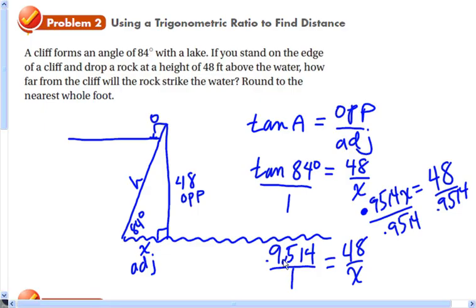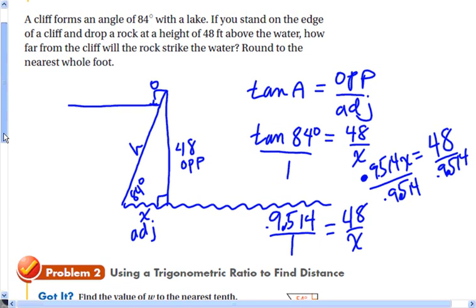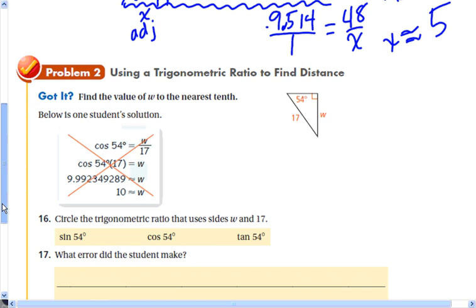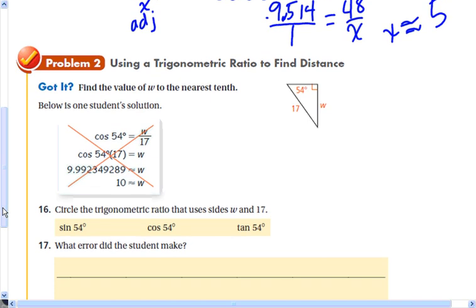See, I put the decimal in the wrong place there. So that should be 9.514. Sorry about that. So our answer was a little over 5, but it says round to the nearest whole foot. So we're just going to say x is approximately equal to 5. All right, go ahead, you try and do that. See if you can spot the error here.